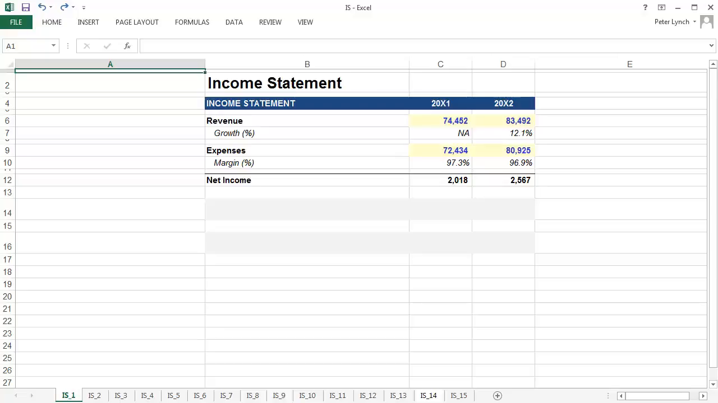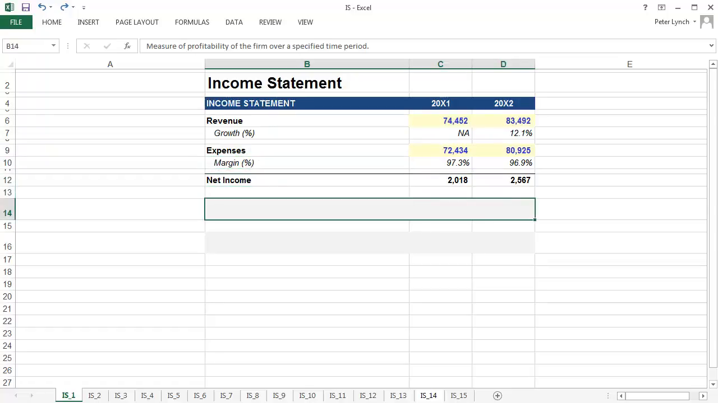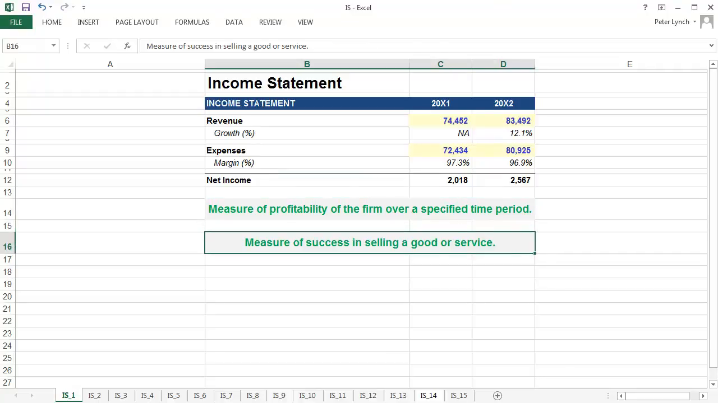Alright, in this video we're going to be going over the income statement, which shows a company's financial performance over a period of time. In its most concise format, the income statement shows a company's revenues, which can be defined as money or payments a company receives for goods or services sold, less expenses, the cost of providing those goods or services, to arrive at net income. In this way, the income statement provides a measure of profitability of the firm over a specified time period. It can also be thought of as the measure of a company's success in selling a good or service.